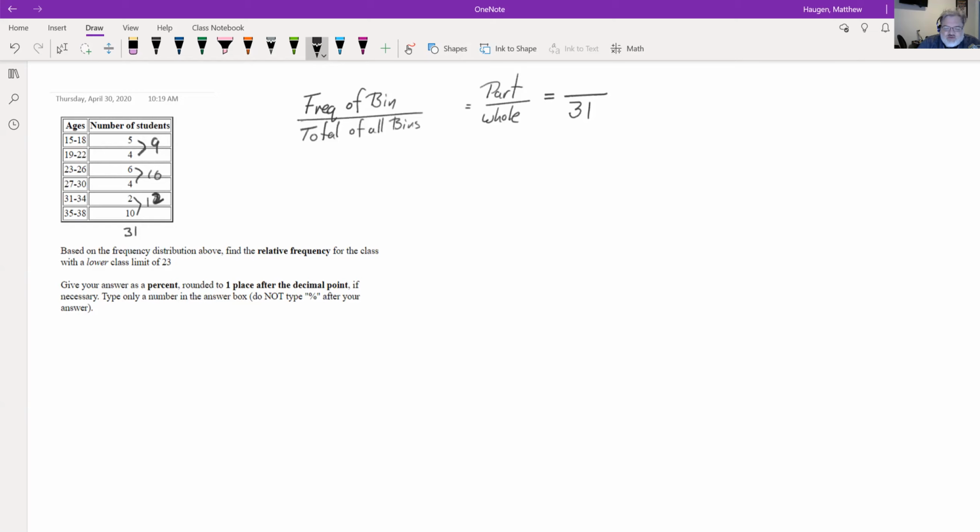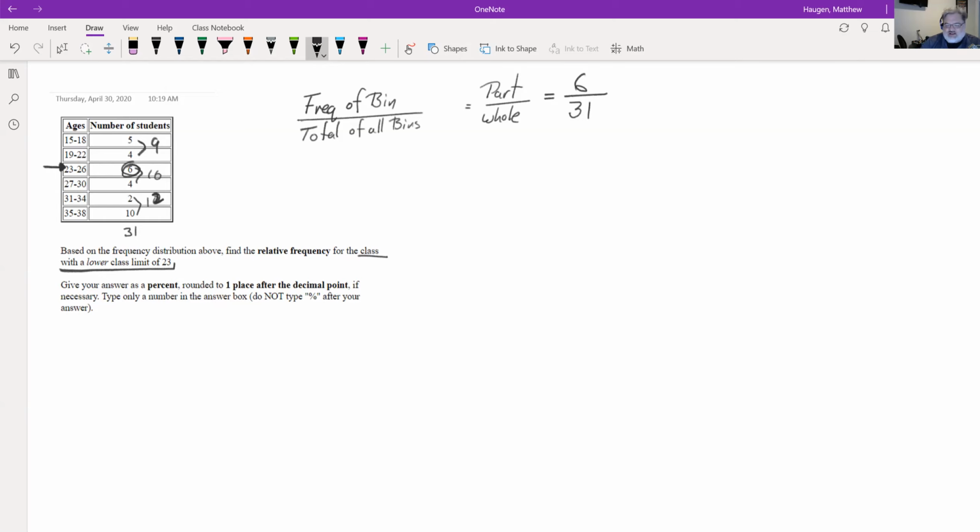So then what are we asked to do here? Based on the frequency distribution above, find the relative frequency of the class with the lower class limit of 23. The class with the lower class limit of 23 is this class. This class is everything from 23 to 26, so its lower limit is 23. That has 6 students in it. So the relative frequency is those 6 students out of the 31.